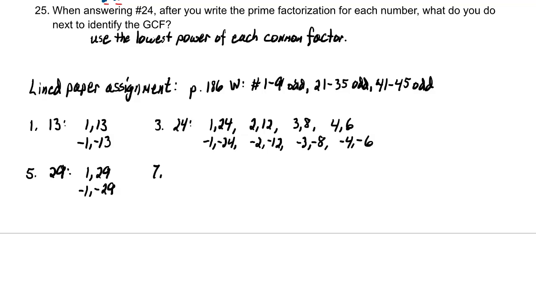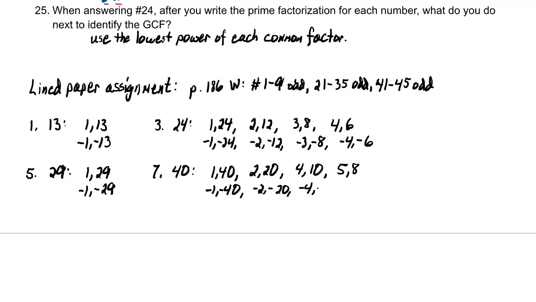Number 7, 40. 1 times 40, 2 times 20, 4 times 10, and 5 times 8. And then the negative versions of these. This list of 16 numbers are all of the integers that are factors of 40. Next, number 9. The number is negative 121.